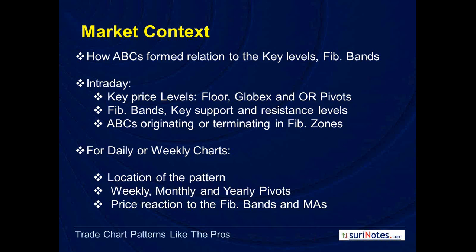So what I'm doing is I'm using some kind of a grid on the pattern to detect whether the patterns are originating or terminating, or whether there are any confluences within my targets or entry levels. That's how I know whether an ABC is tradable or not. And I'll be showing you examples for that also.